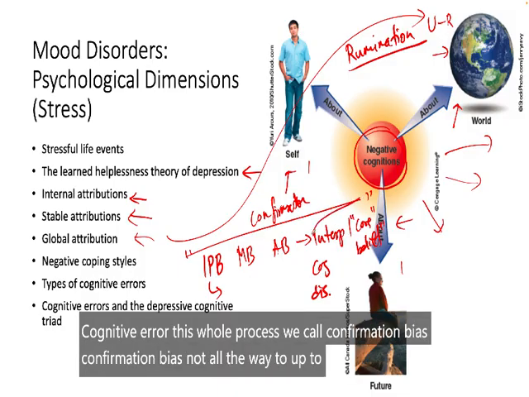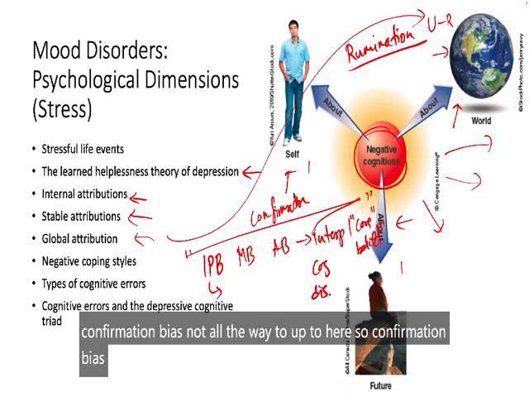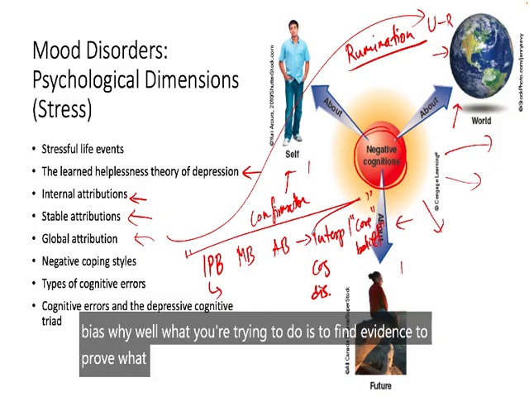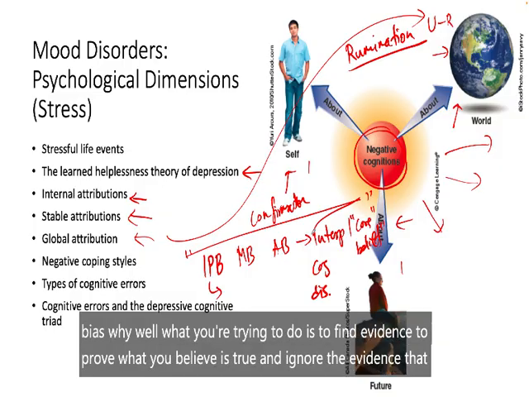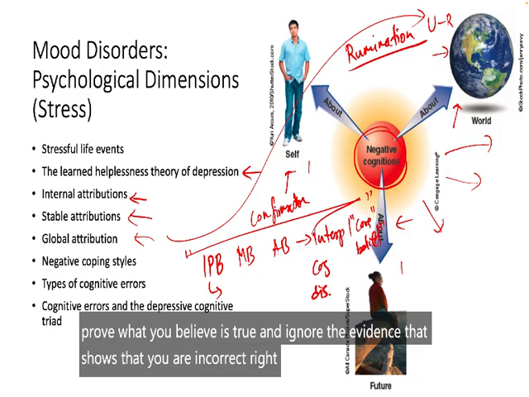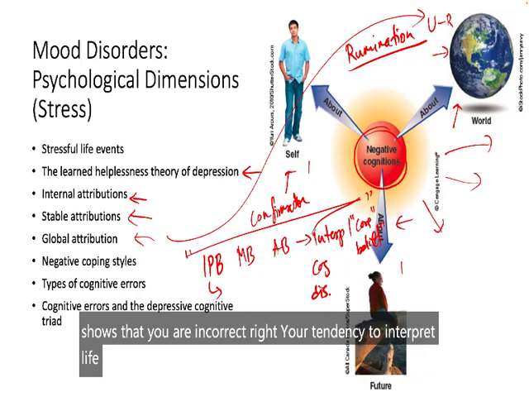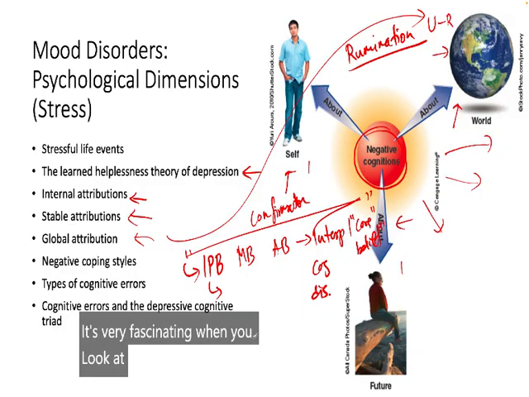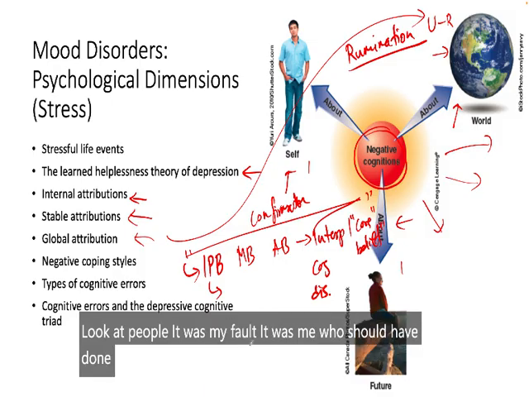So confirmation bias, why? Well, what you're trying to do is to find evidence to prove what you believe is true and ignore the evidence that shows that you are incorrect, right? Your tendency to interpret life events negatively starts with this cognitive bias. It's very fascinating when you look at people: it was my fault, it was me who should have done something else, I failed the class, I will never succeed in life.